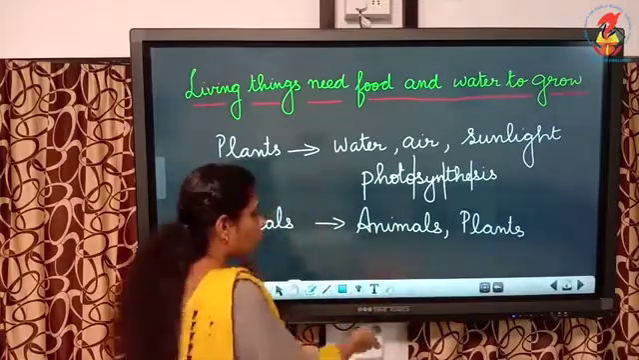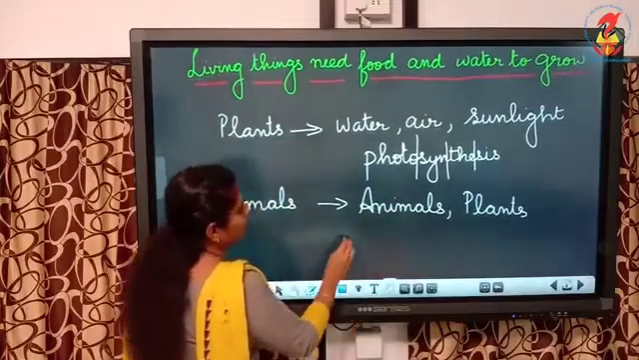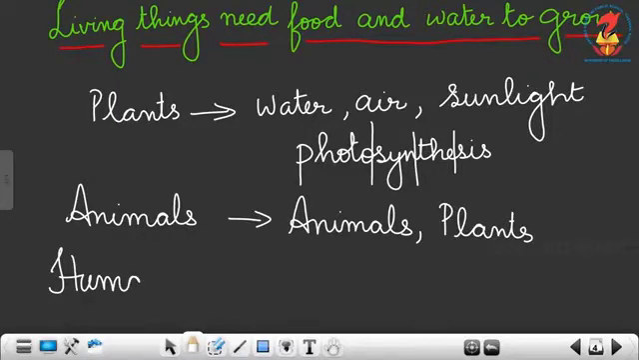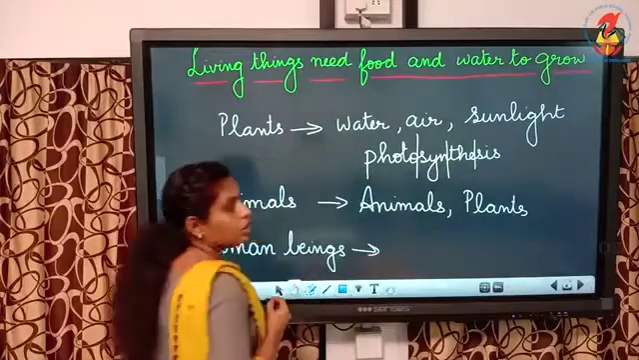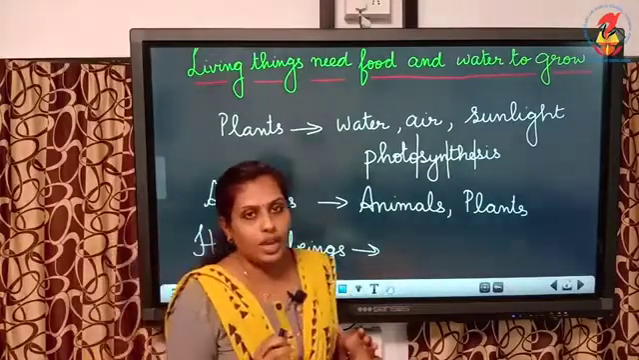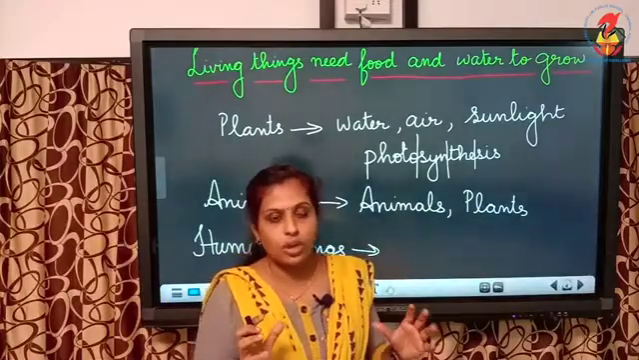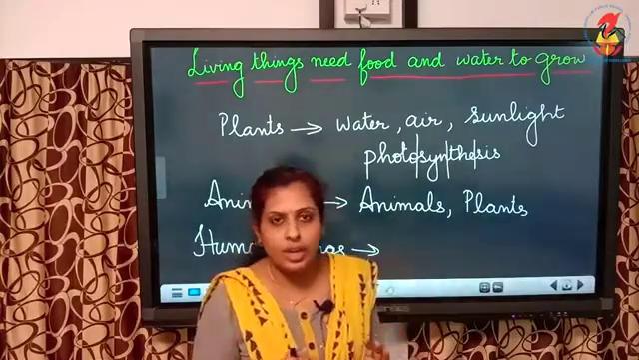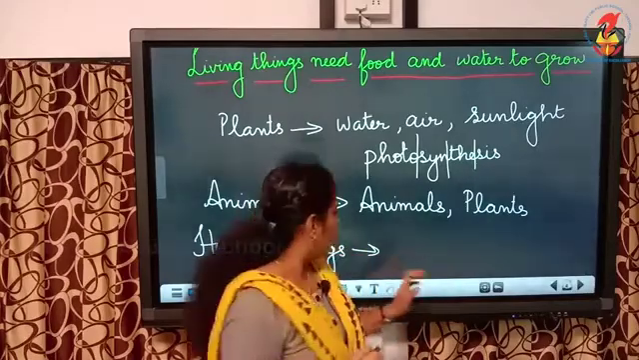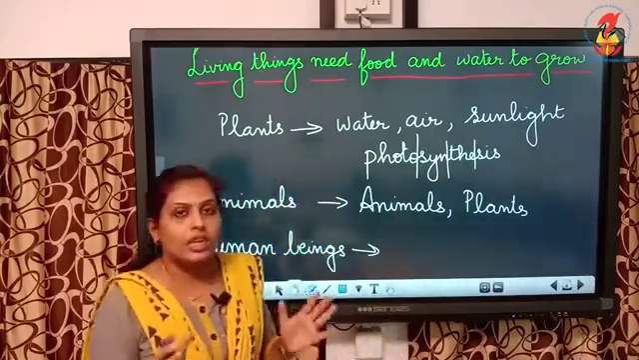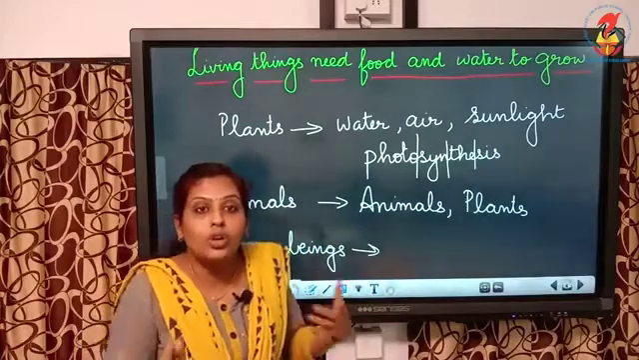Okay, now let's move on to human beings. We already know how we have the food. We cook and have the food. We eat the fruits raw. So we need food already, right? We need food a lot. So we human beings also need food a lot to grow.